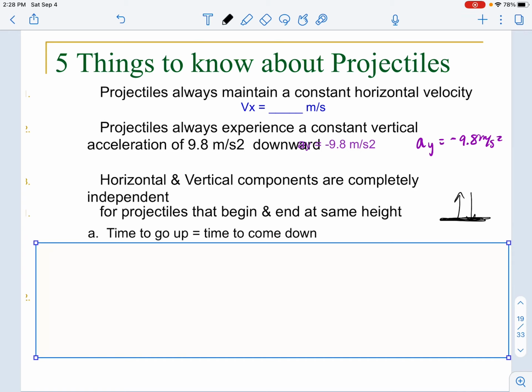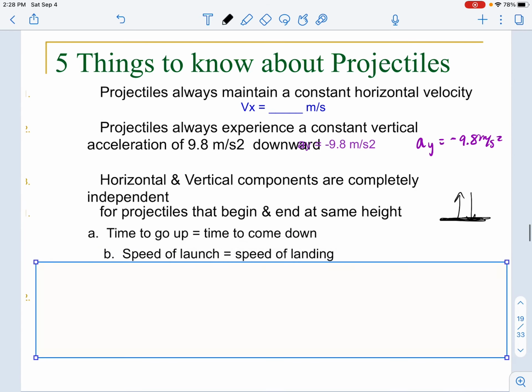But if I know that my total time was 8 seconds, then how much time does it take to reach the top is only 4 seconds. So understanding that relationship is going to be very helpful with both conceptual, but more often with the mathematical calculations you'll need to perform. The speed of launch and the speed of landing is the same.